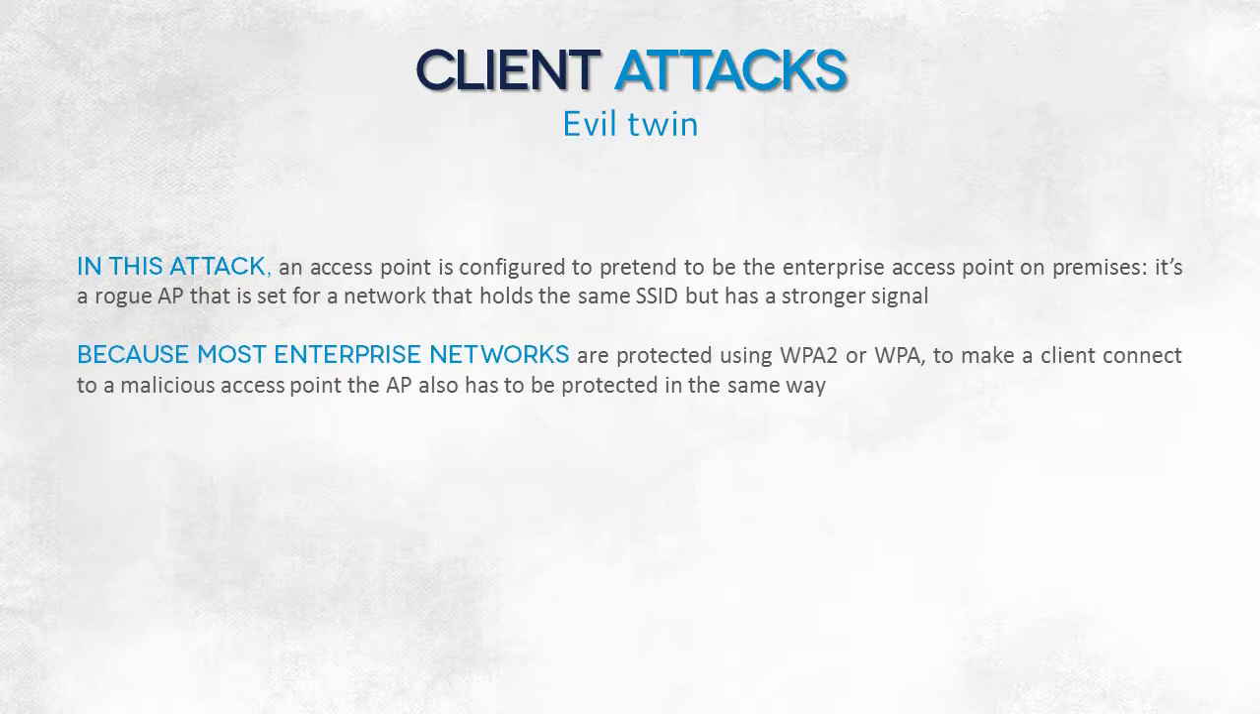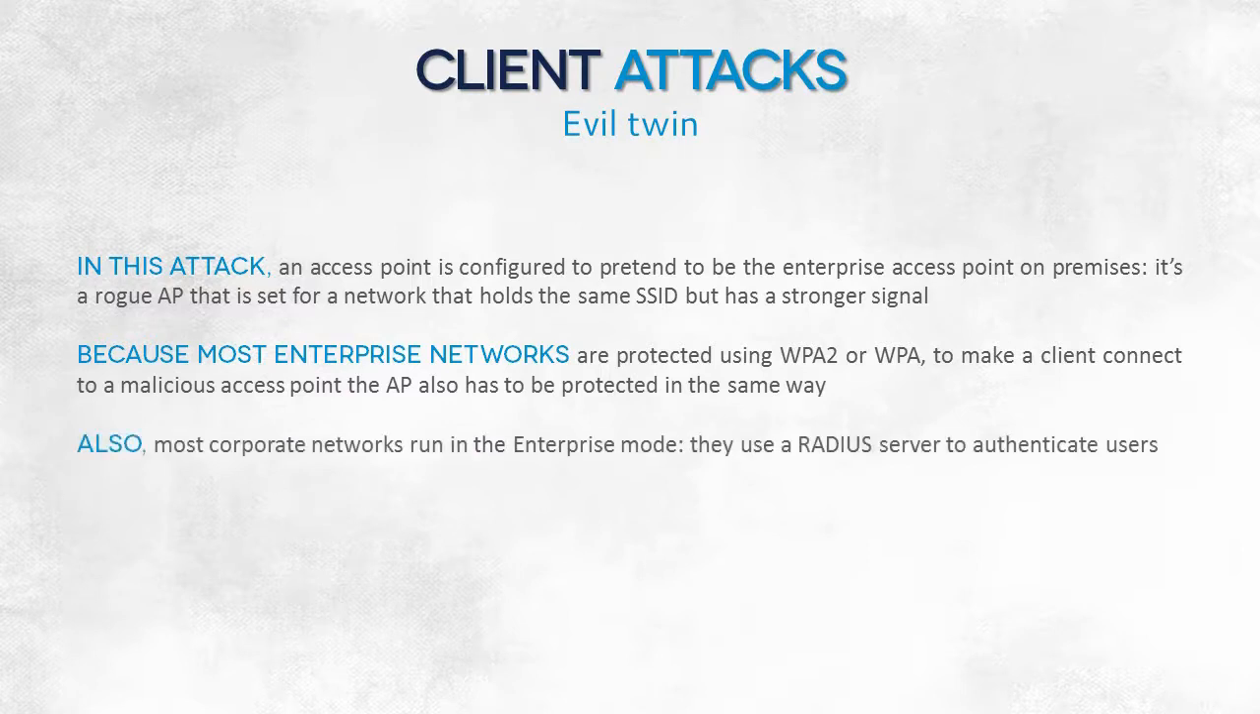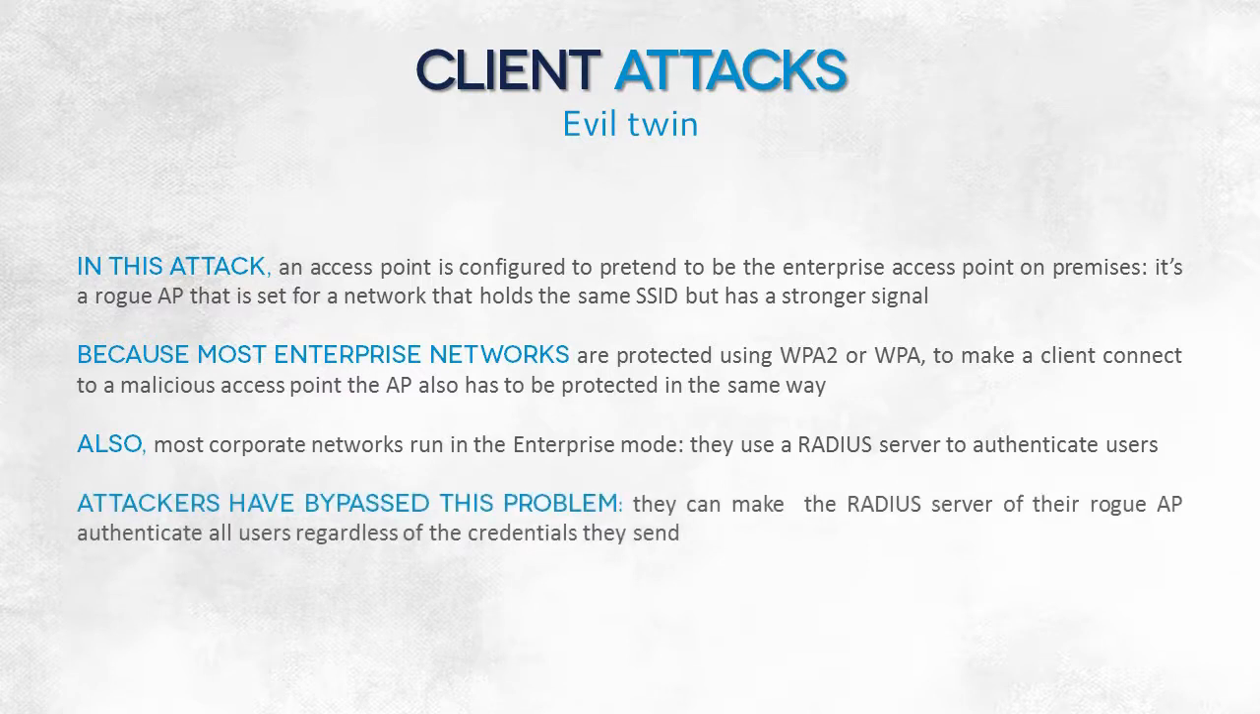A user knows that enterprise networks are protected and that he'll have to log in to connect. That's why a rogue access point will also employ a logging mechanism. A Radius server verifies user credentials in business networks. Our access point will also be a Radius server client, but unlike a legitimate Radius server, the evil server will authenticate all users regardless of submitted logins and passwords.